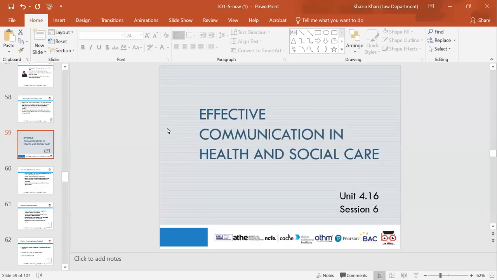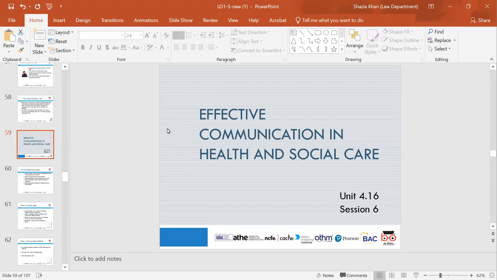So we looked at sessions 3, 4 and 5 in the last session. Now we'll be looking at sessions 6 and 7, which is to do with learning outcome 4, which will be looking at presenting information orally effectively in health and social care.